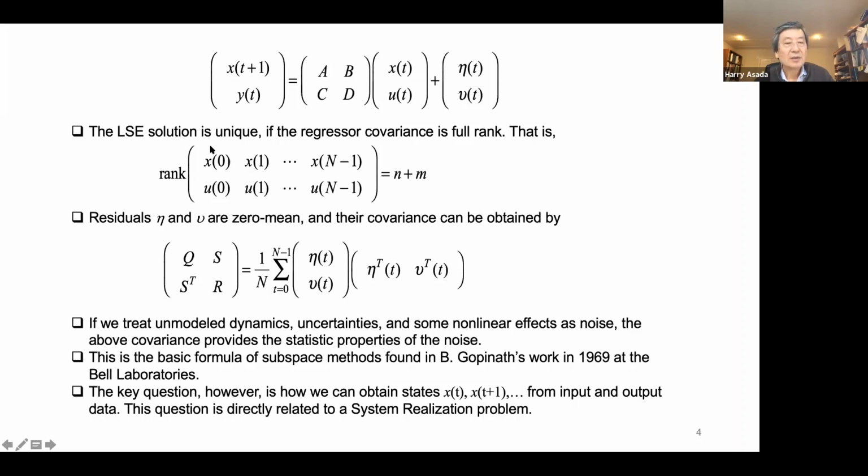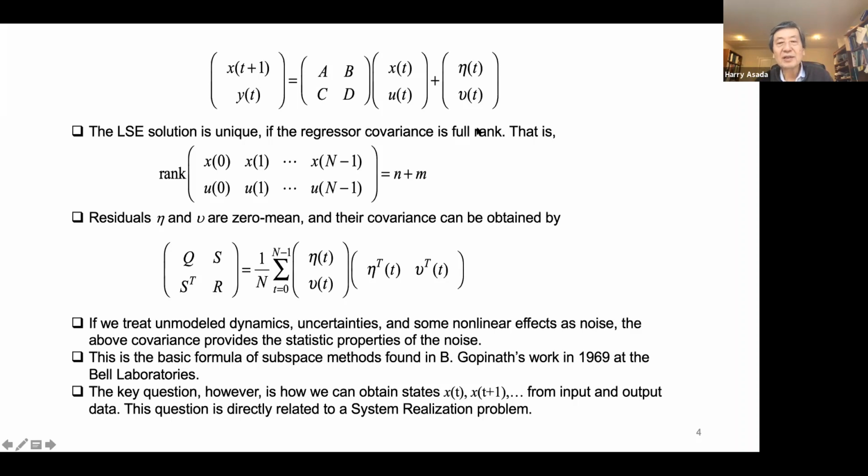Okay, so each column vector together is an n plus m dimensional vector. And if you put these together, that's actually spanning the whole n plus m dimensional space, meaning that these are basically full rank. Then you are guaranteed to get the optimal unique solution based on just standard least squares.